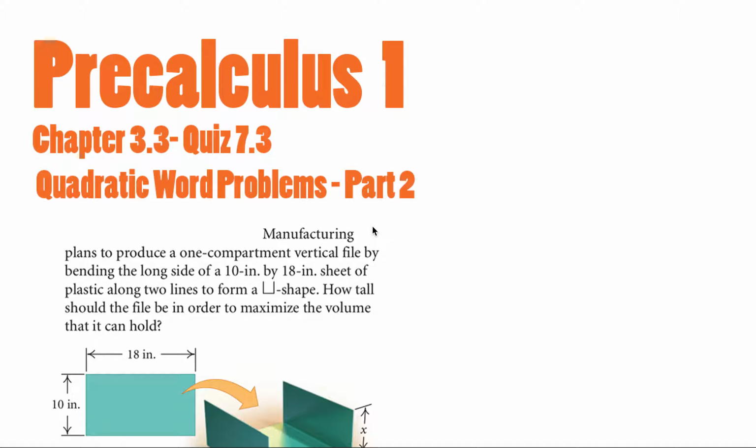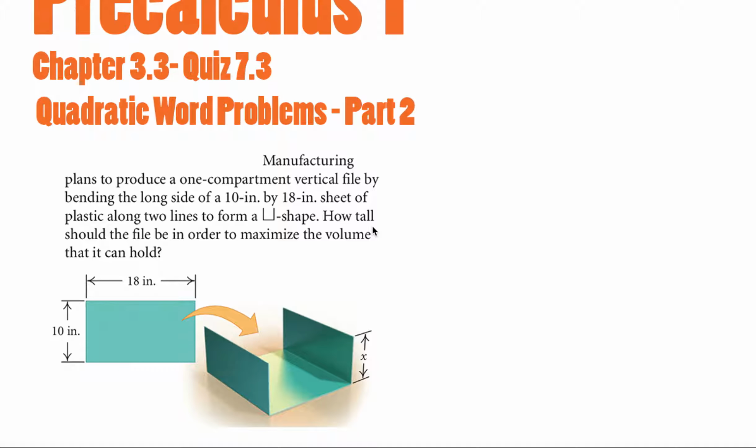In this video, we're going to do another word problem for the quadratic chapter. It says, manufacturing plans to produce a one-compartment vertical file by bending the long side of a 10-inch by 12-inch sheet of plastic along two lines to form a U shape. How tall should the file be in order to maximize the volume that it can hold?